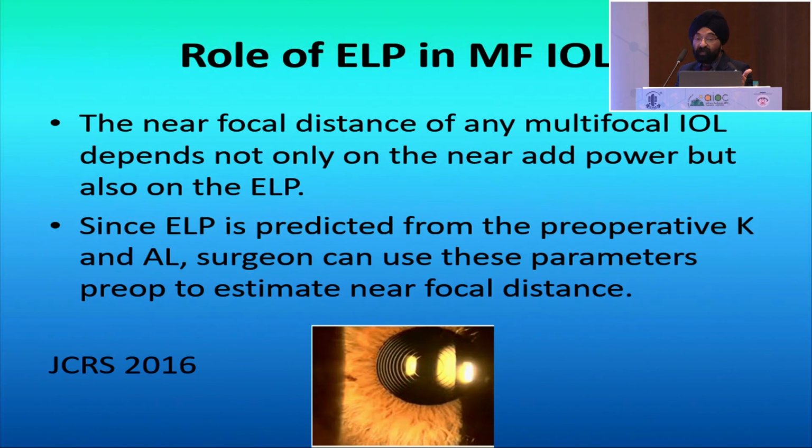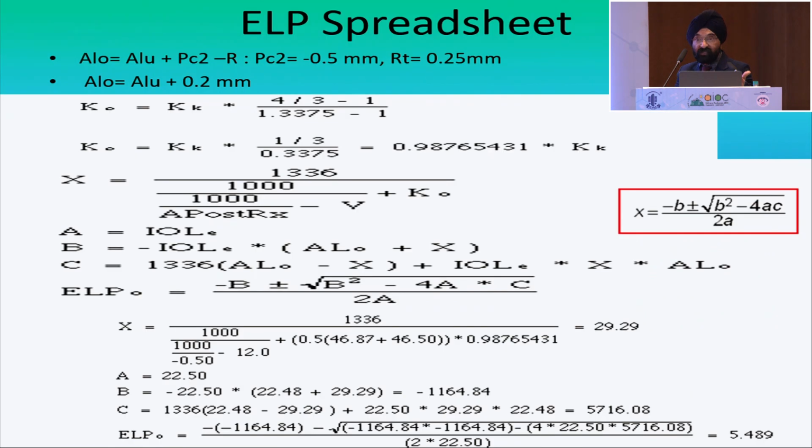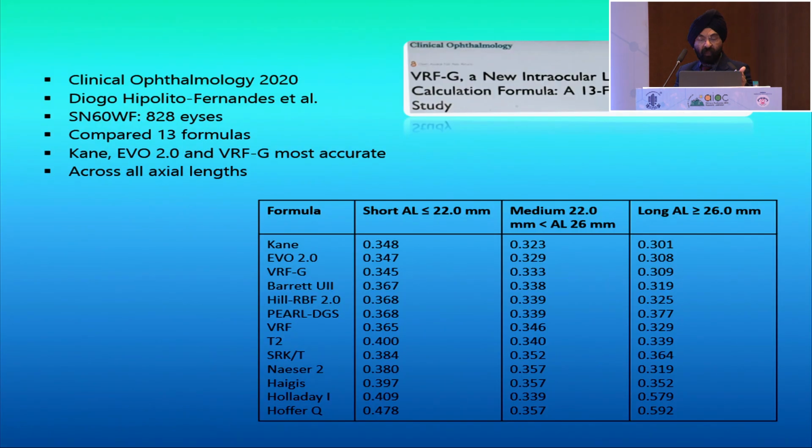There is a role of ELP in multifocal IOLs, toric IOLs. So this is ELP squared, which, if we have done mathematics in earlier times, you used to have the quadratic equation ax squared plus bx plus c, where x is calculated as minus b plus minus under root b squared minus 4ac by 2a. So here you can actually calculate effective lens position if you are really interested. These are the accuracy limits of various formulas.